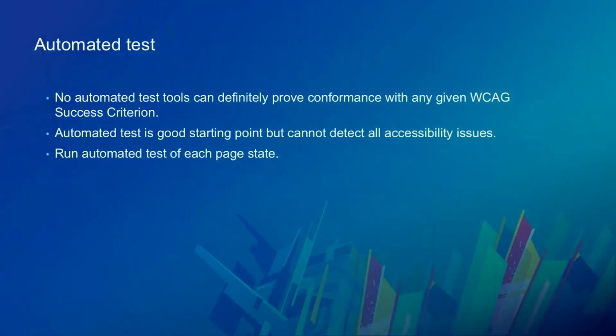All right, let's jump into automated testing. No automated test can actually prove that you're totally conforming with any given WCAG success criterion. I think it's like 20 to 30% of issues that automated tests will actually find in your interface. So the other 60 to 70% you have to do manually, which is keyboard navigation, using the screen reader, and doing the color contrast test.